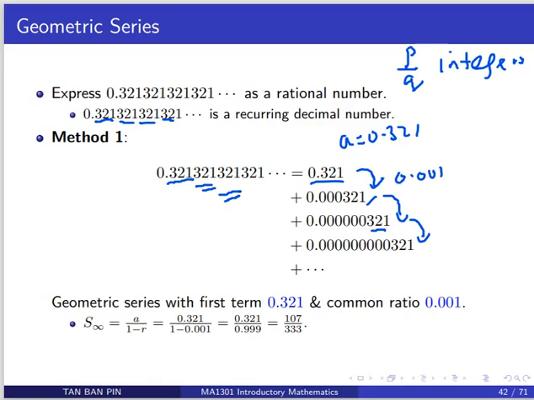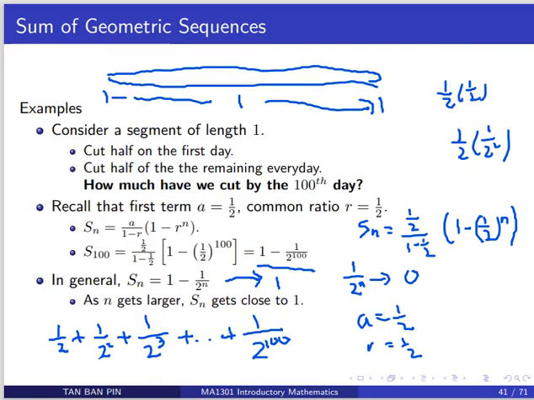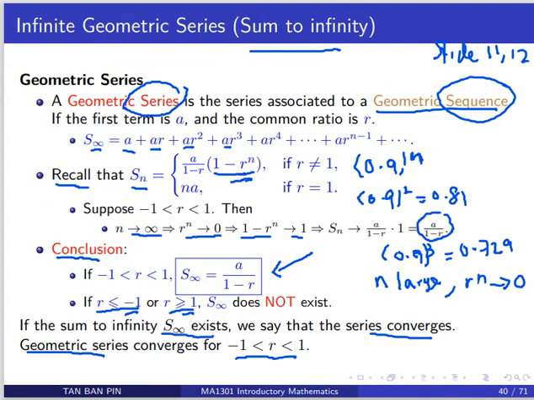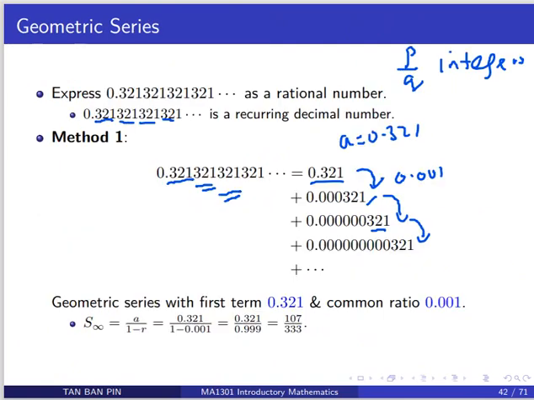So applying the formula a over 1 minus r. Remember, we just derived the formula: S infinity is a over 1 minus r. So you apply this formula and substitute a, which is 0.321, and r, which is 0.001. After that, you can move the 3 decimals here, so it gives you 321 over 999. Then you divide by 3 to give you 107 over 333.